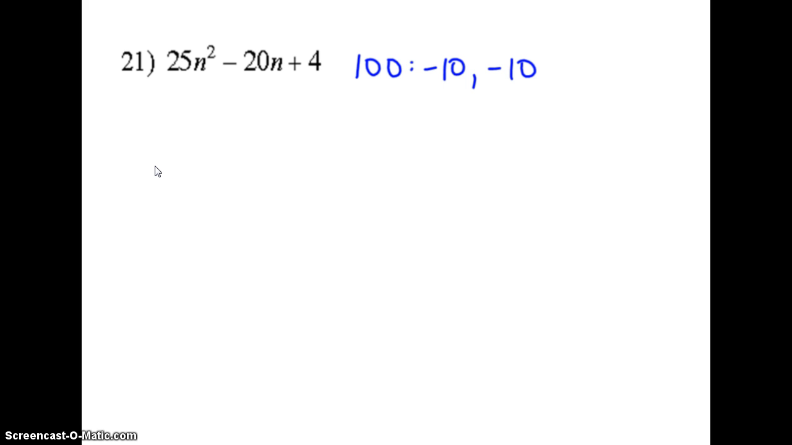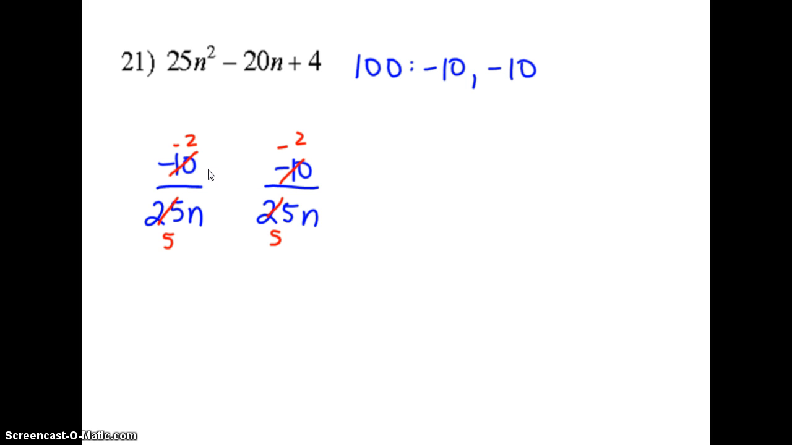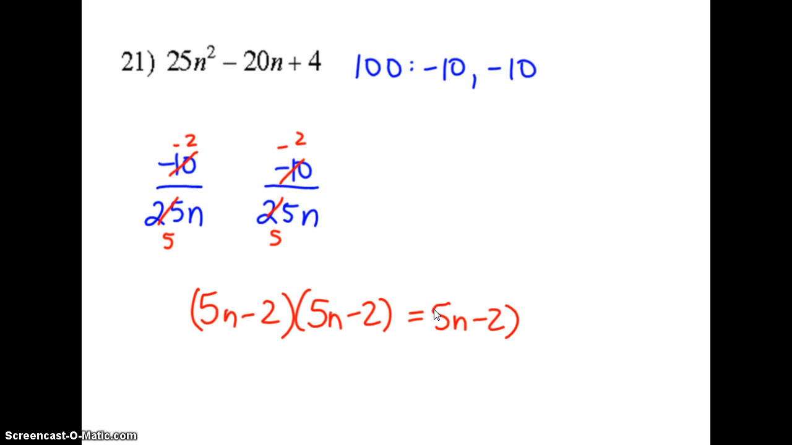All right, so let's see what we've got. We need to write two fractions, one with 25, because that's my A, my number out front, in my variable, and then on top we write each factor. Now usually the factors are different, but in this case it's the same. So I would simplify negative 10 over 25. That will give you negative 2 over 5. And that is the same for both. So then we write these bottoms up. 5n minus 2 times 5n minus 2. Or you can write it as 5n minus 2 squared.